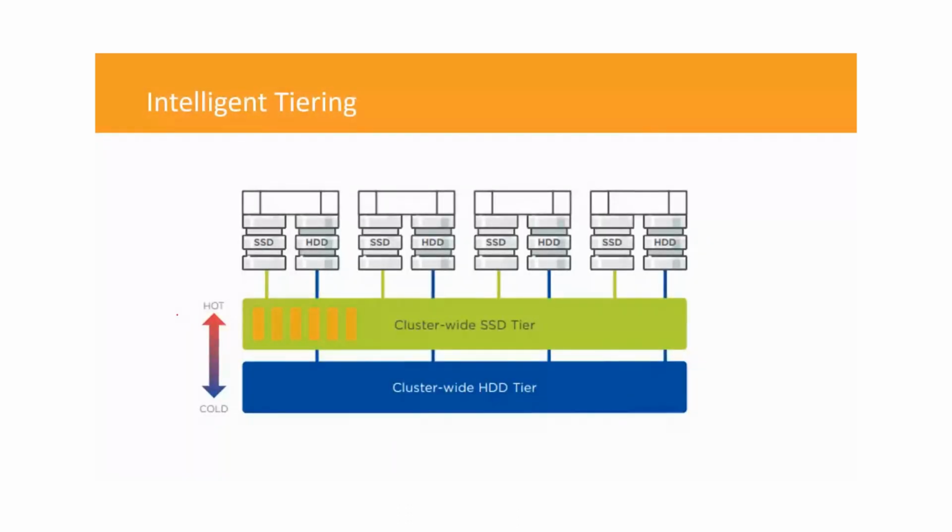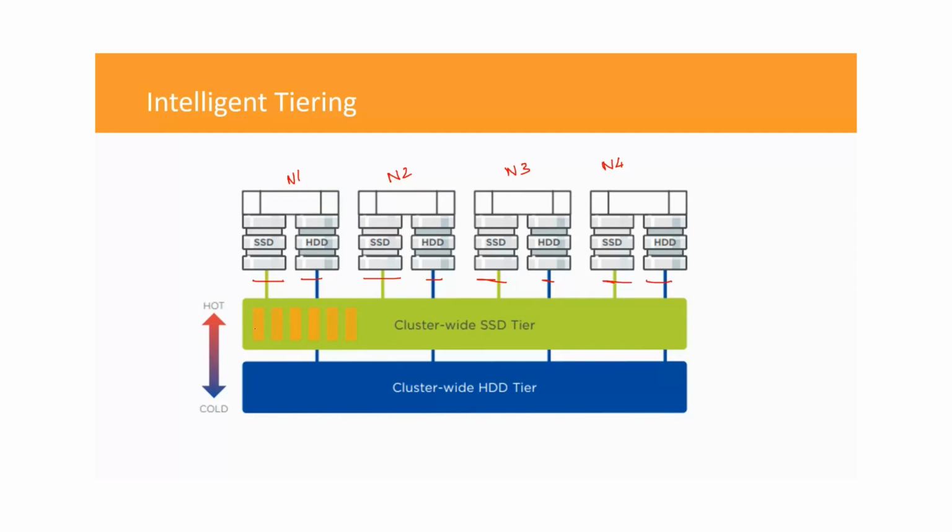Now, let me add a few points on the hot tier and cold tier. This is the diagram which gives the detailed view. This is your node one or host one, you can say node two, node three, and node four. In every node, you have SSD and hard disk.